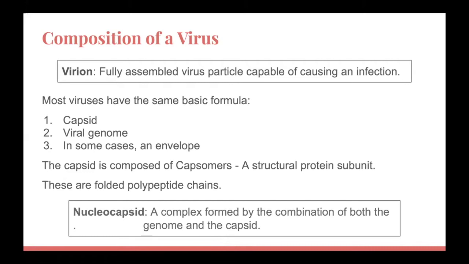Okay, so I'm Isabel, and I'm just going to be running through the composition of a virus. There's a few things on this slide that I want to bring your attention to. So observations have shown that most viruses have the same basic formulation: a capsid, the viral genome, and in some cases, an envelope. The capsid of a virus is composed of structural protein subunits known as capsomeres. These protein subunits are folded polypeptide chains. The role of the capsid is to protect the viral genome and any other enzymes contained within the virion, which may be necessary for replicating the virus.